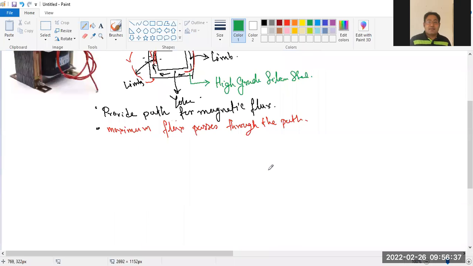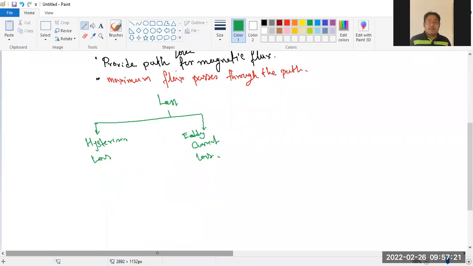Now there are some losses. Why do these losses occur? There are two types of loss occurring in this core: one is hysteresis loss and the other is eddy current loss. So which are the hysteresis loss and eddy current loss?